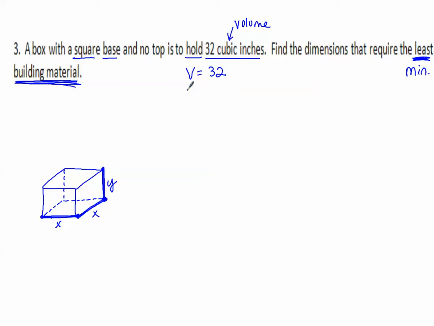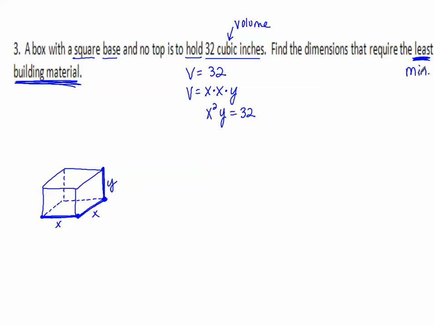So the volume being length times width times height, well, actually I'm going to use the variables that we did in our picture. Length times width times height is 32. So x squared times y is 32. There's a relationship between x and y that can help me find the minimum building material.